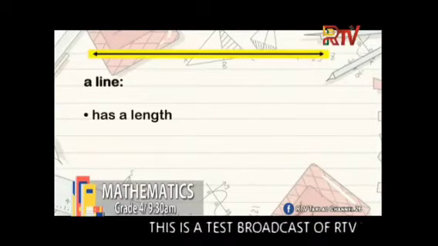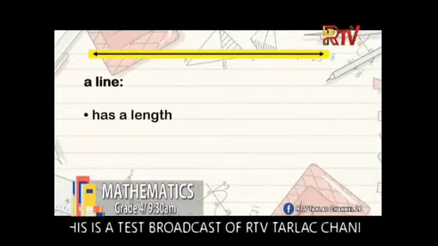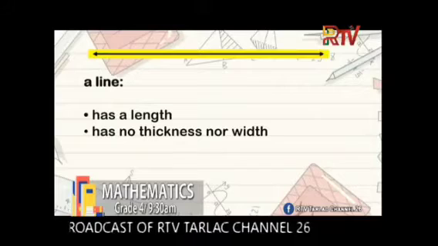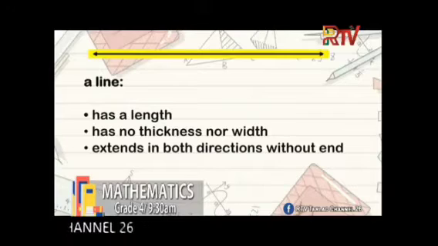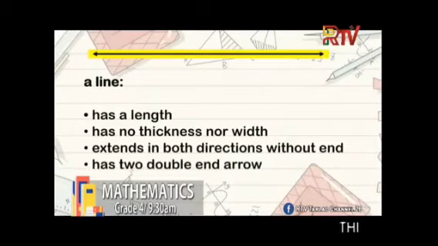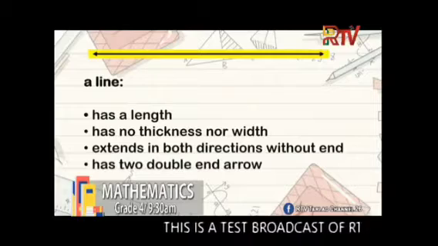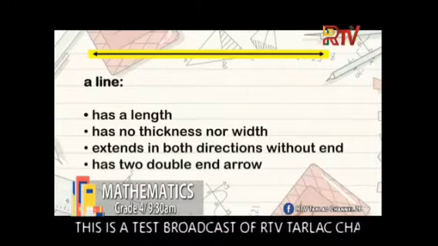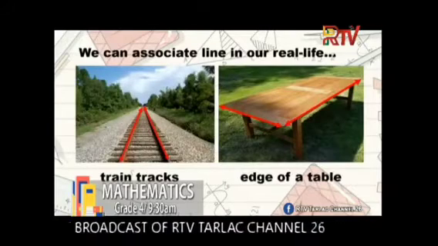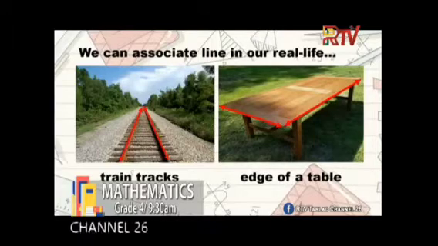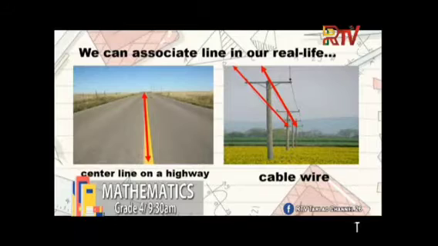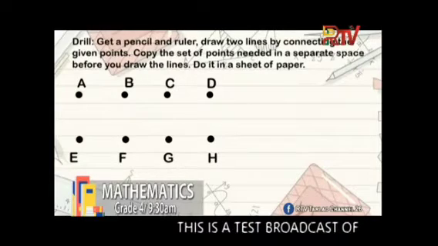Can you now describe a line? A line has a length. Yes, very good. It has no thickness nor width. Correct. It can extend in both directions without end. Very good. And it has a double-ended arrow. Correct. Very good. Now, where can you associate line in our real life? Yes, very good. In train tracks, edge of a table. What else? Center line on a highway, cable wire. Very good.